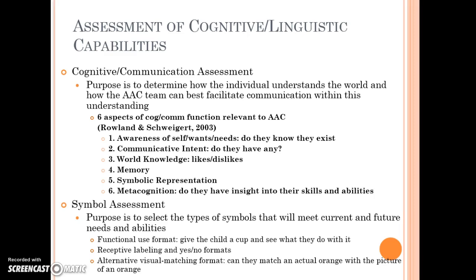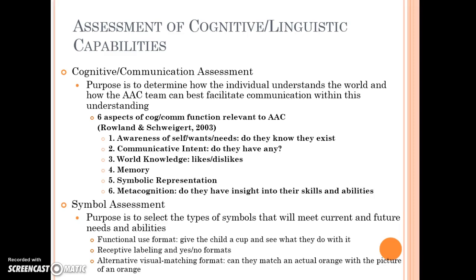For the cognitive linguistic abilities, you're going to determine how the individual understands the world and how the team can facilitate communication within this understanding. The 6 main aspects are: do they have awareness of their self, their wants, and their needs? Do they know they exist? Communicative intent, do they have any? Some students make a lot of vocalizations, they use a lot of vowel sounds, they make a lot of noise, but are they trying to communicate, or are they just doing that as more of a sensory thing?